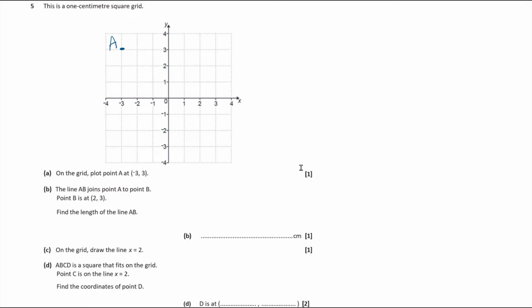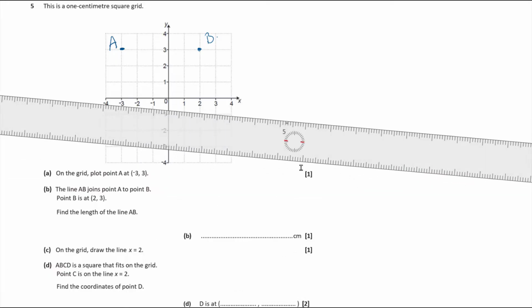And then B says the line AB joins point A to point B. Point B is at 2, 3. So where's 2, 3? 2, 3 is here, look. B. So let's just join those up. Let's get the line that they're talking about.